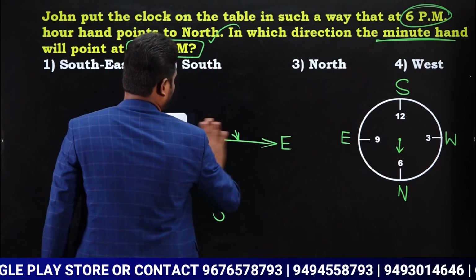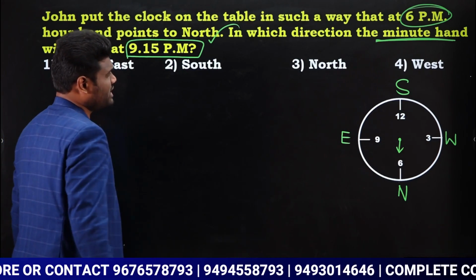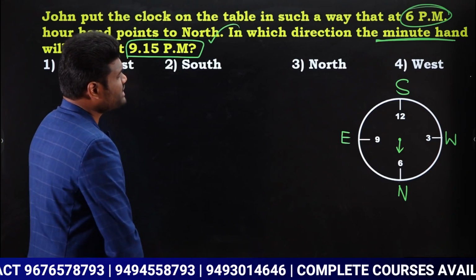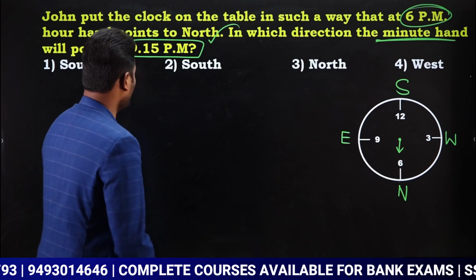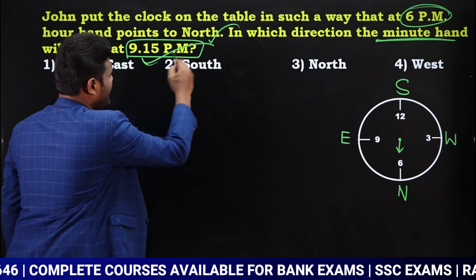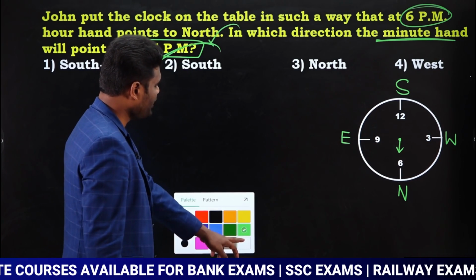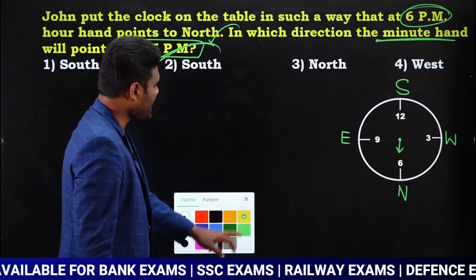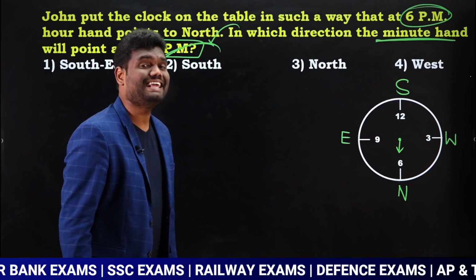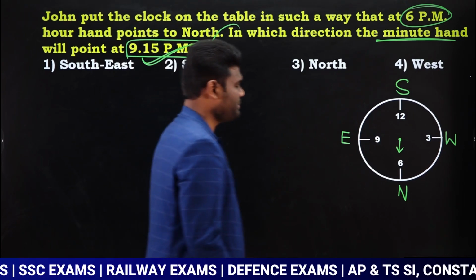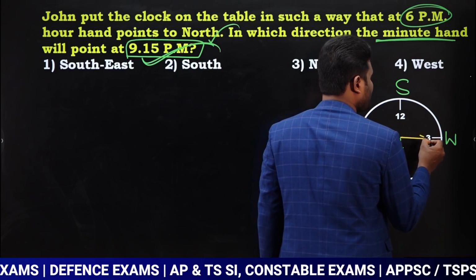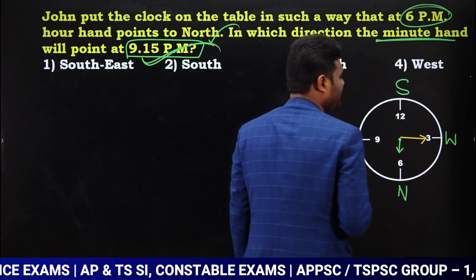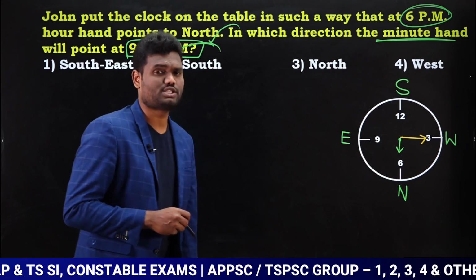Now observe carefully. What is our question? Our question is, in which direction will the minute hand point at 9:15 p.m.? Look here, at 9:15, the minute hand is going to face towards which direction? At 9:15 means 15 minutes. 15 minutes means the minute hand is going to face towards 3. Yes or no?